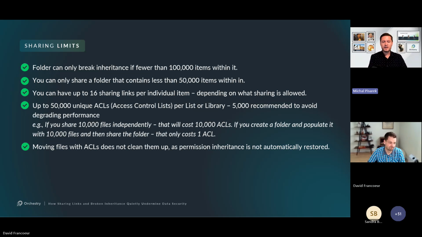But Dave says an interesting thing here, like, if you share 10,000 files independently, it'll cost you 10,000 ACLs. But if you create a folder and then populate it, it only costs you one. So again, there is some nuance here. But remediating this is virtually impossible, because if you are hitting this limit already, the only way to purge these ACLs is to restore inheritance on items, and you might have to do that on 10,000 independent items, one at a time. So that, from a remediation perspective, is really, really challenging to resolve.